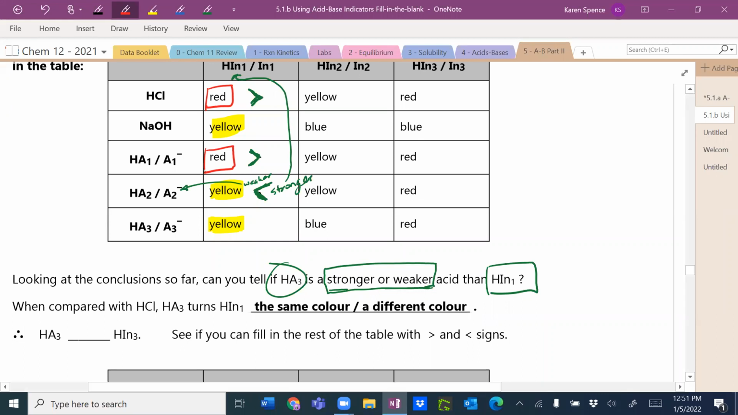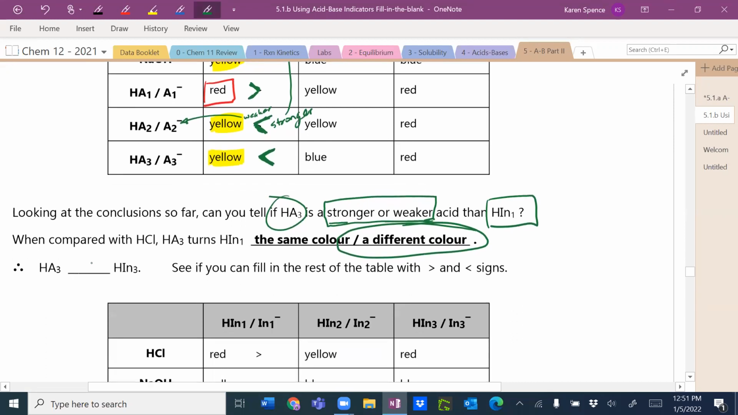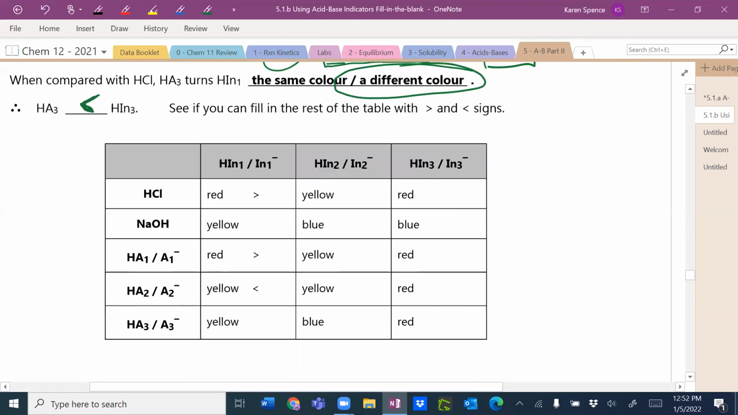Yes, HA3 is weaker. It is doing the same thing as the NaOH did. It is doing the opposite of what the hydrochloric acid did. So hydrochloric acid is stronger than the indicator. HA3, because it's doing the opposite, must be weaker than the indicator. So when compared with HCl, HA3 turns HIN1 a different color. And therefore, if it is different, then HA3 has to be weaker because HCl was stronger and HA3 is doing something different than HCl. So it must be a different relative strength. Can you fill in the rest of the table?